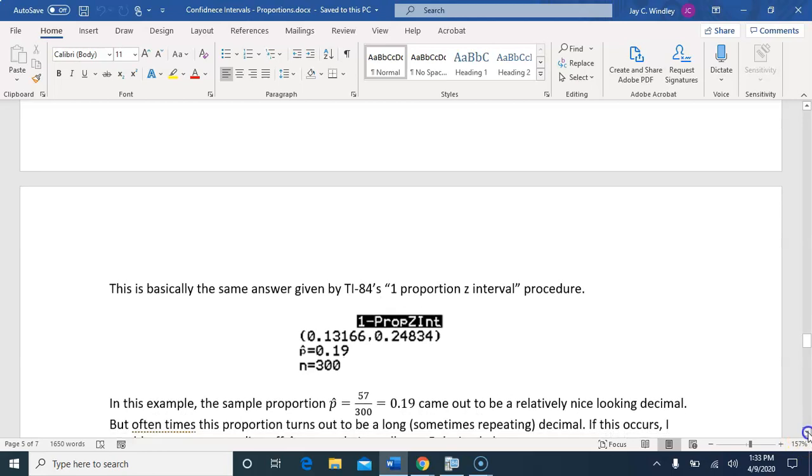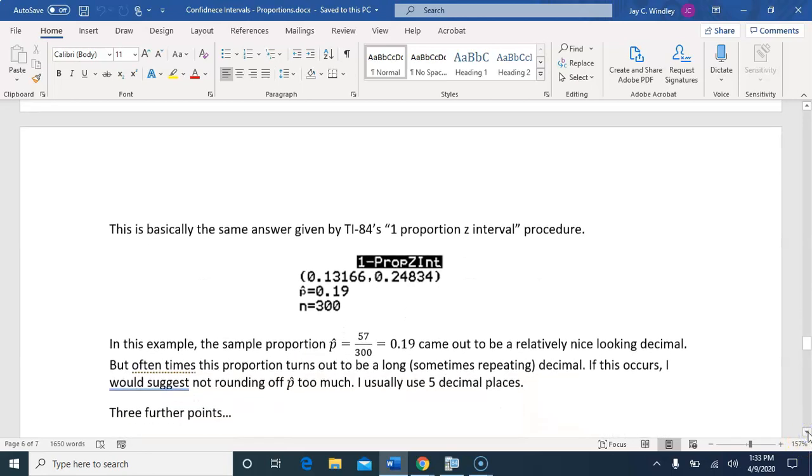Now, in this example, the sample proportion came out to be a nice looking number. Oftentimes, when you do this division, you get a long, ugly looking decimal. If that happens, I suggest keeping this decimal answer to 4 or 5 decimal places. I usually do 5 decimal places, but I would say 4 at minimum.